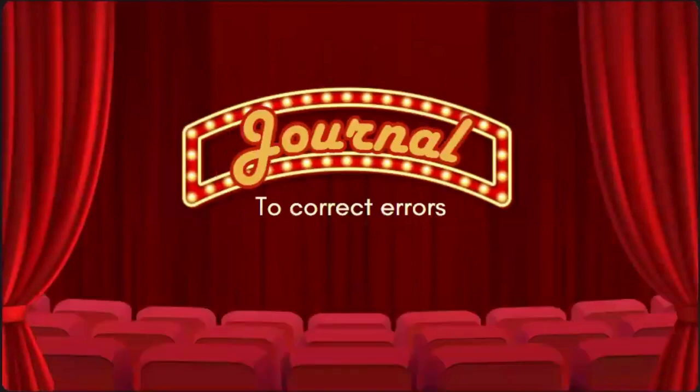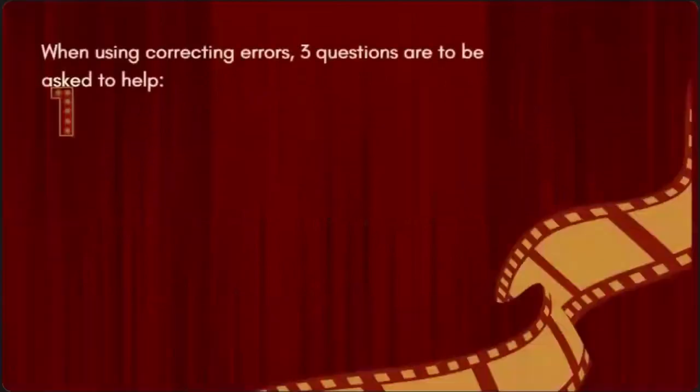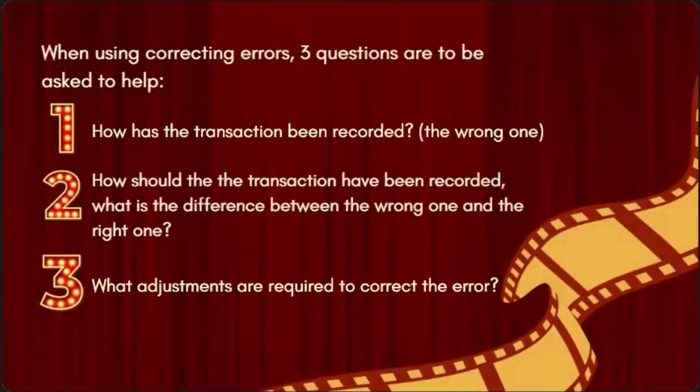Next is using journals to correct errors. When using journals to correct errors, we can ask ourselves three questions that will help us. First, how has the transaction been recorded, which is the wrong one? Second, how should the transaction have been recorded, and what is the difference between the wrong one and the right one? And the last one is, what adjustments are required to correct the error?